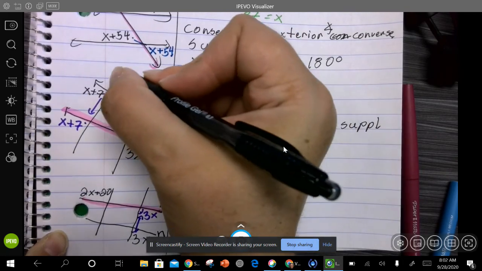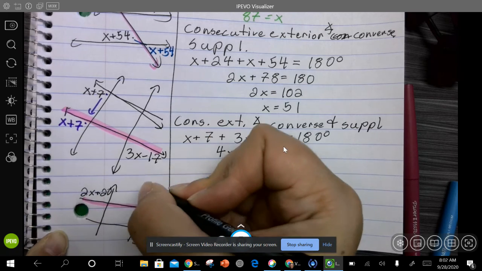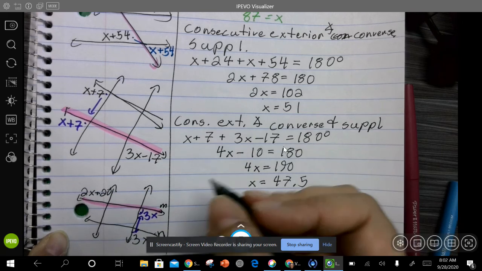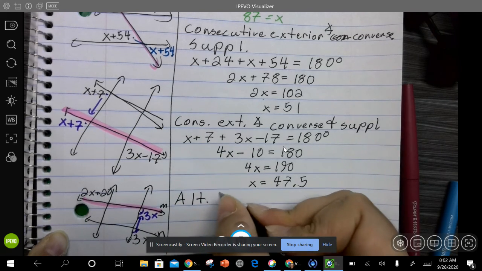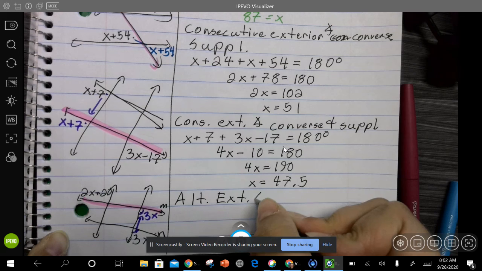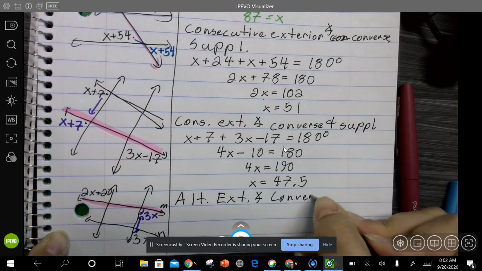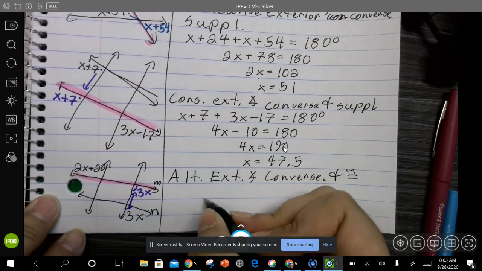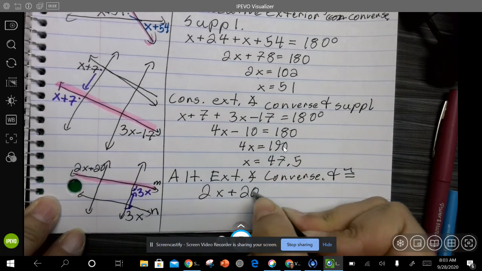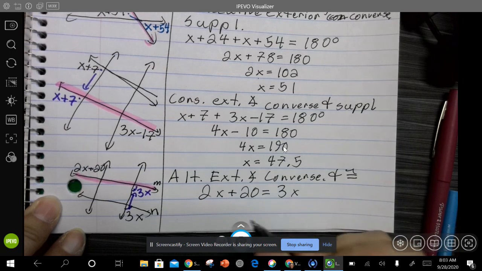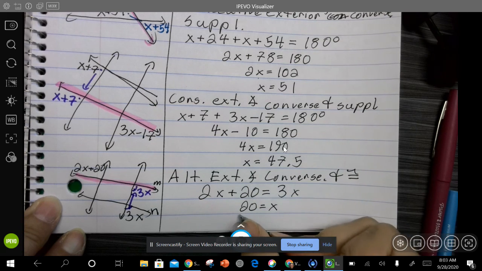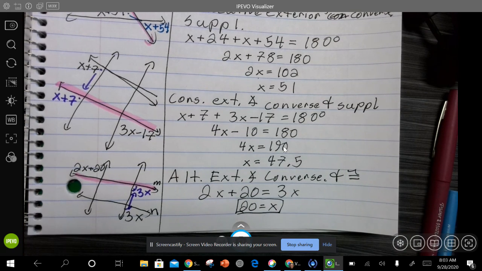That's like, oh, I should put arrows on these. Alternate exterior angle converse. And they are congruent. So we got 2x plus 20 is equal to 3x. Subtract 2x from each side. And we get x is equal to 20. And that's it, everybody. Okay, everybody, you got this.